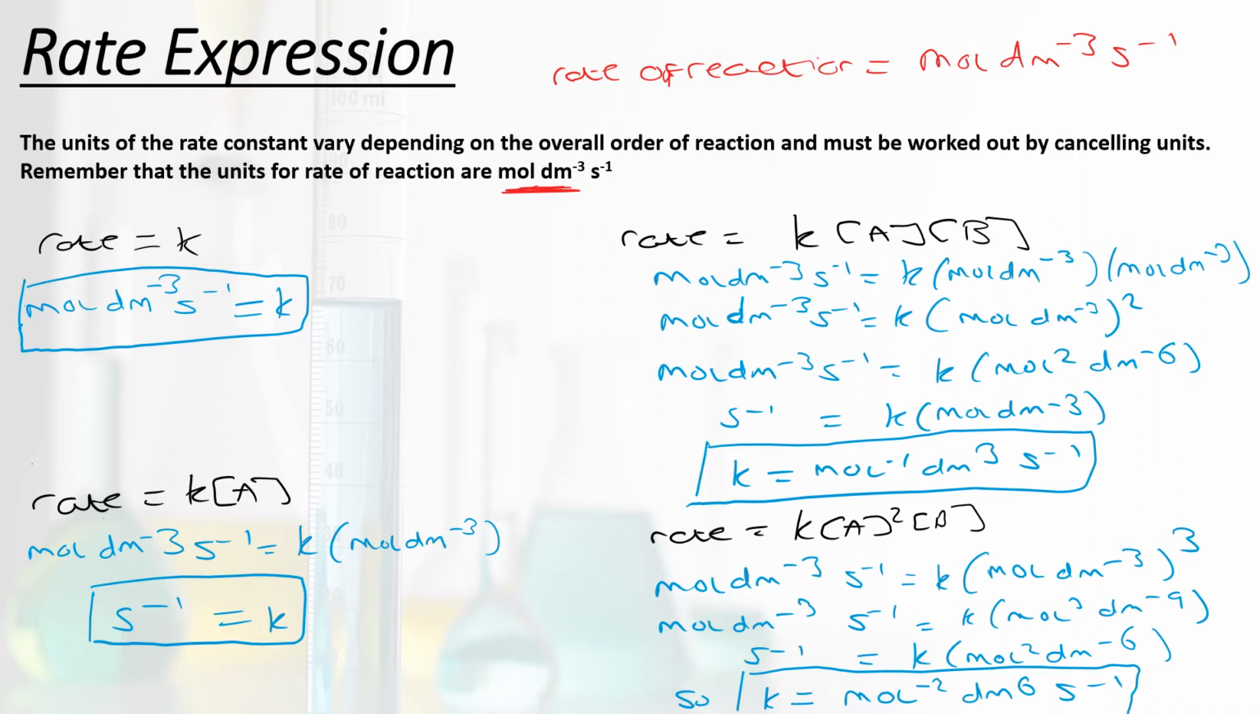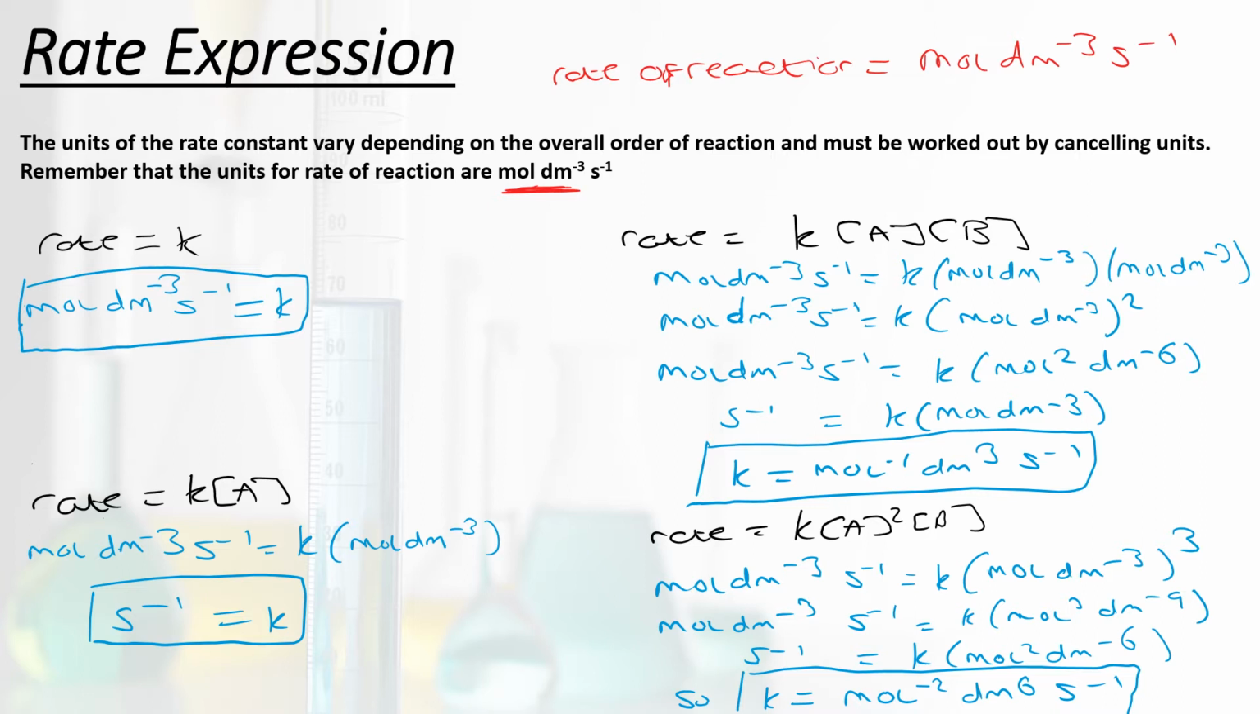If we then go down to the bottom left, we have an expression of rate equals k times the concentration of A. So now we have the rate being mole per decimeter cubed per second, we have k, which we're looking to find the unit of, and we have the concentration of A, which is in moles per decimeter cubed. Now we have a mole per decimeter cubed on both sides, so we can cancel that out, and we're simply left with k equal to per second, seconds to the minus 1.